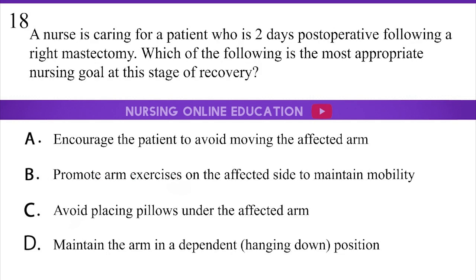18. A nurse is caring for a patient who is today's post-operative following a right mastectomy. Which of the following is the most appropriate nursing goal at this stage of recovery? A. Encourage the patient to avoid moving the affected arm. B. Promote arm exercises on the affected side to maintain mobility. C. Avoid placing pillows under the affected arm. D. Maintain the arm in a dependent, hanging down position.